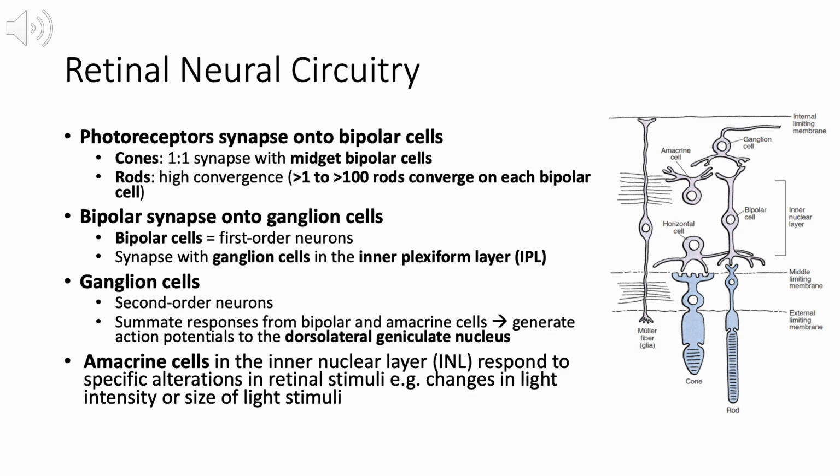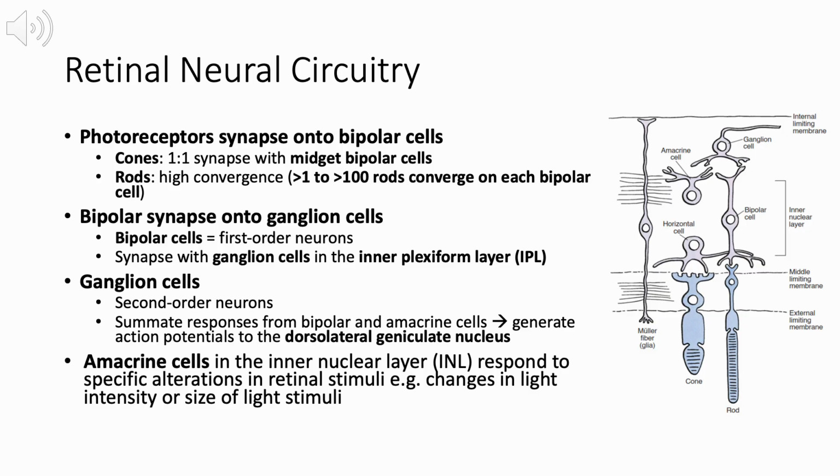This slide reviews the basic organization of retinal neural circuitry, beginning with the connections between photoreceptors and bipolar cells. Photoreceptors synapse directly onto bipolar cells. Cones form a one-to-one synapse with midget bipolar cells, whereas rods demonstrate a high degree of convergence, with more than one and up to over 100 rods converging onto a single bipolar cell.